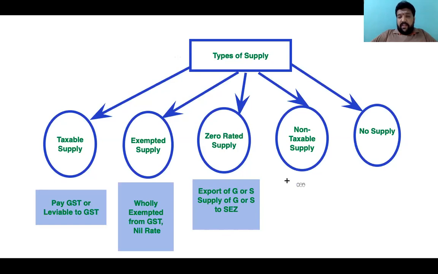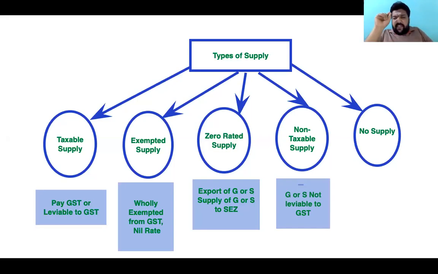Followed by non-taxable supply. What defines it? Goods or services not leviable to GST. A pakka opposite of taxable supply. When something is leviable to GST, then it would be treated as taxable supply. A straight opposite, an all-time example for you, will be alcoholic liquor for human consumption. No doubt about it. Apart from that, until petrol is brought into GST, you can also say that the goods are not leviable to tax.